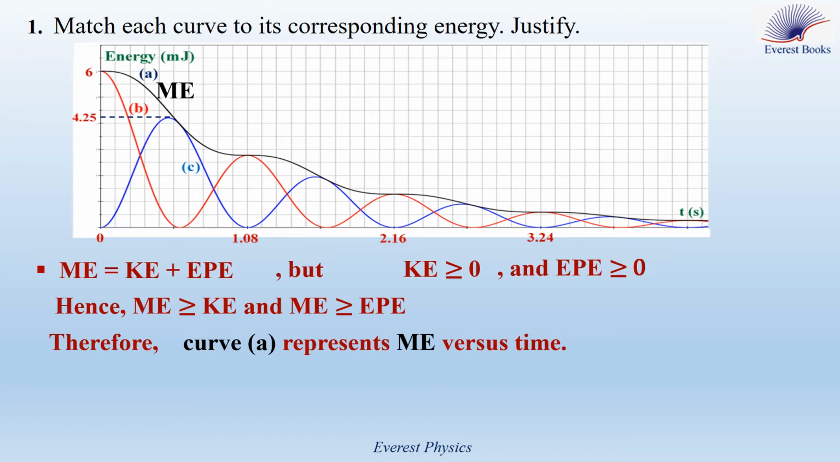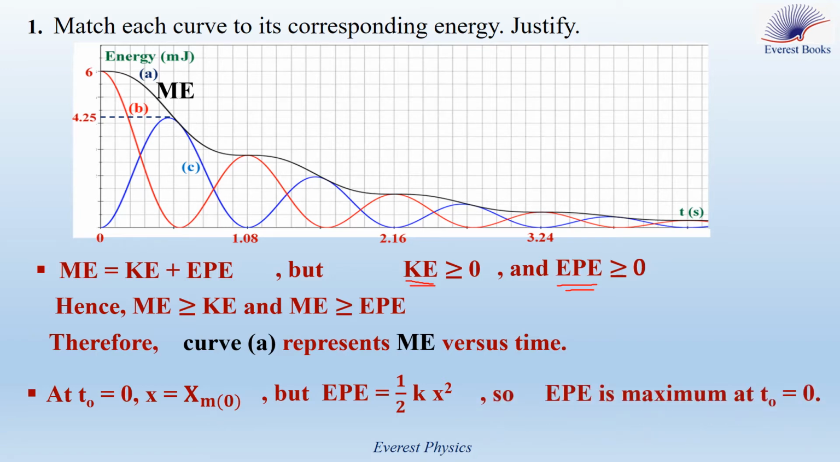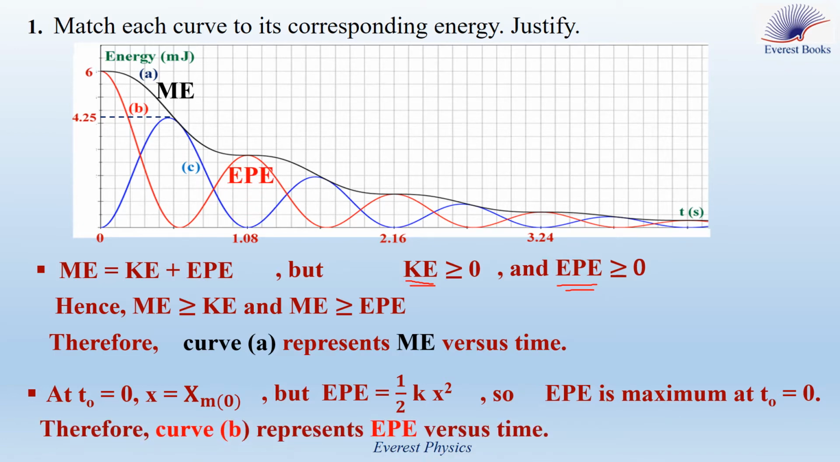Let's move to curve B. You know that at t0 equals 0, x is equal to xm0. Now, which one of the two curves, KE or EPE, is maximum at t0 equals 0? You know that EPE is equal to 1/2 kx squared. So EPE is maximum at t0 equals 0. Therefore, curve B represents EPE versus time.